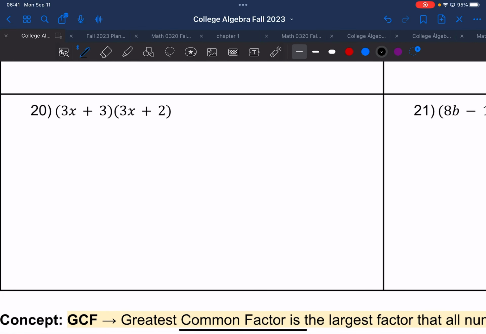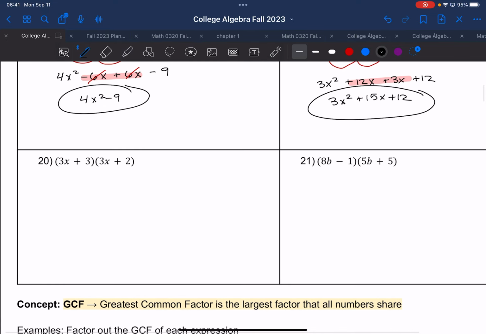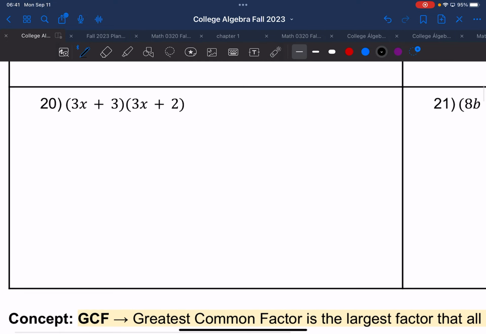Okay, so this is part 2 of topic 4. Let me go back up to what it was asking us to do, the FOIL method. We're going to continue the FOIL method on number 20. Remember, the FOIL method means we take the first term, this 3x, and multiply it in. And then we take the second term, that 3, and multiply it in. After we do all this multiplication, we will have 4 terms.